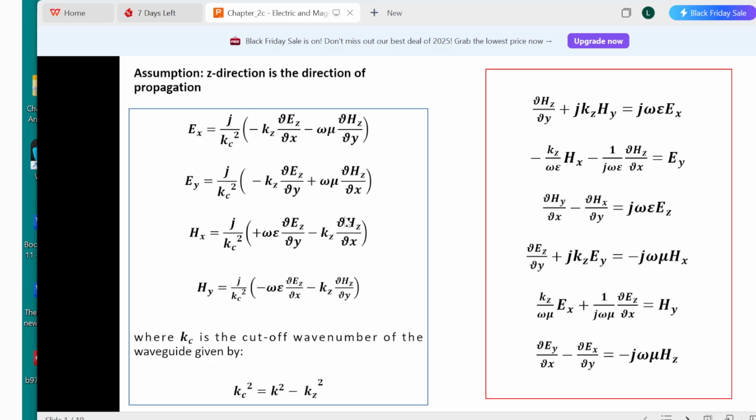this set of formulas, and they are going to be very useful for analyzing the TM modes and TE modes. And the other set of equations will be useful for the TEM mode. And all these equations will be usable in guided or unguided media. Okay?